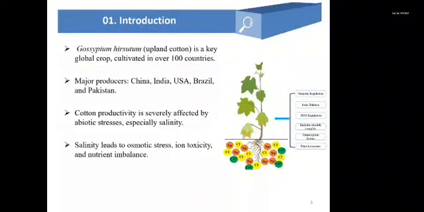Cotton productivity is severely affected by abiotic stresses. More than 40% of yield is affected annually by these abiotic stresses, especially salinity. Salinity can affect crop productivity by causing osmotic stress, ion toxicity, and nutrient imbalance, as shown in the picture I have mentioned here.